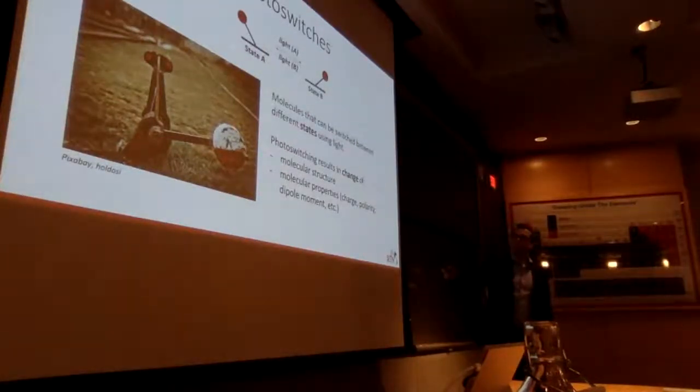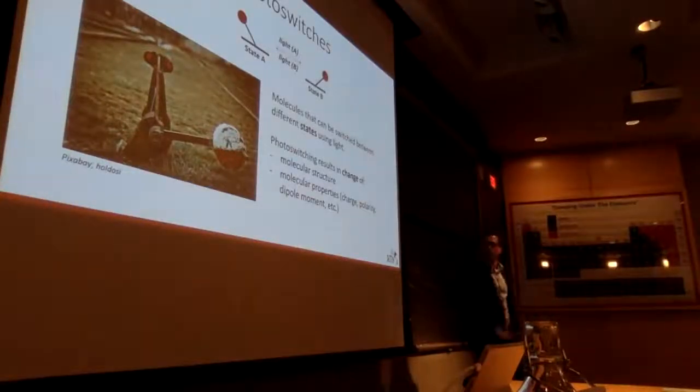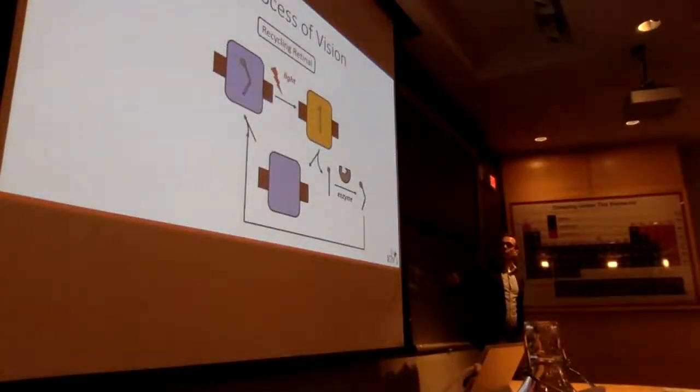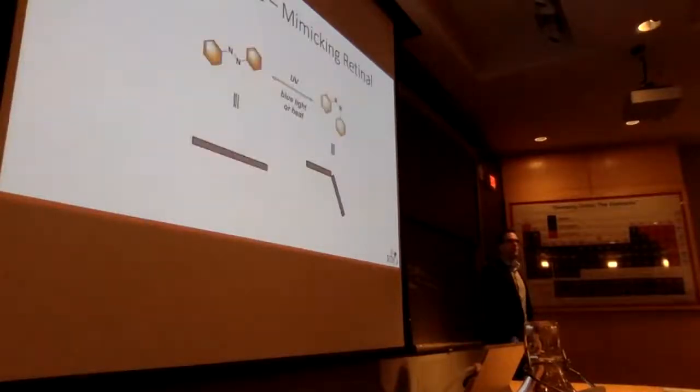And what happens when we go from state A to B and B back to A is we really change the geometry, but also other properties like the charge and all that stuff that is important. So we talked about that, and we really want to do this with a molecule that looks similar, but slightly different, so that we can actually make it in the lab, and that we don't have to go harvest carrots.